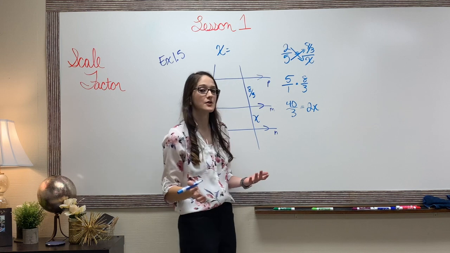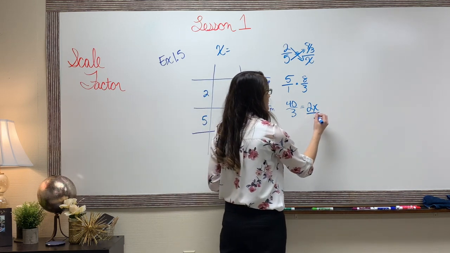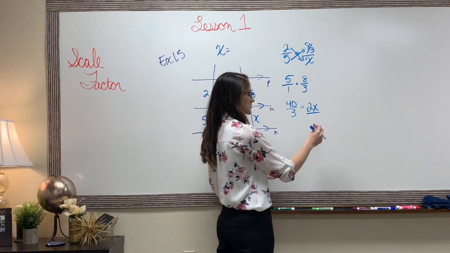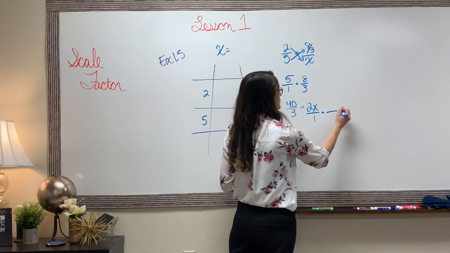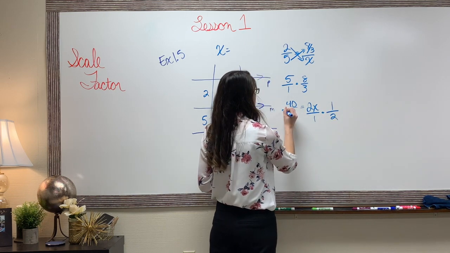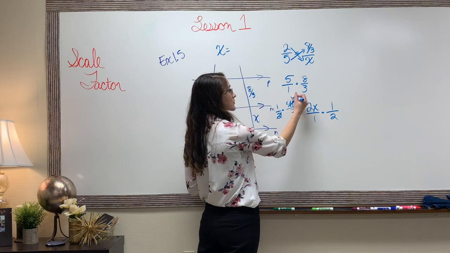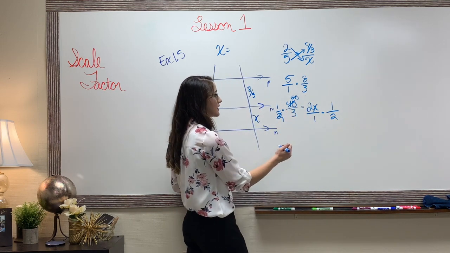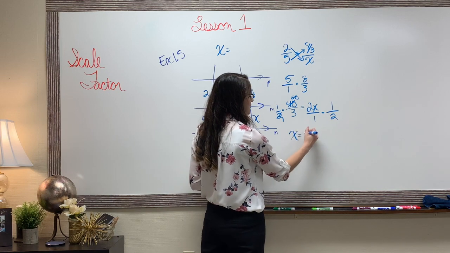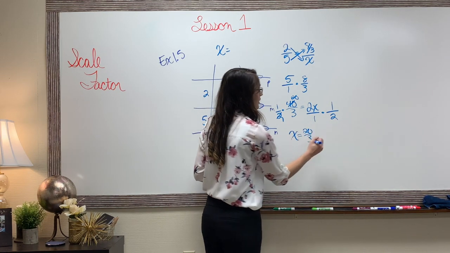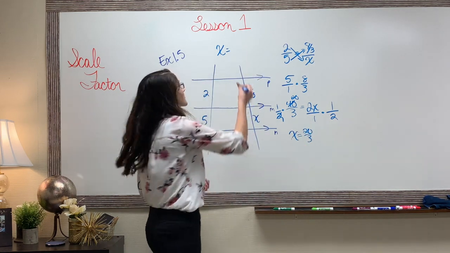And we're trying to get x by itself, so we're going to divide by 2. Or in this case, we'll just multiply by the reciprocal. Okay, and I know that 2 and 40 can both reduce, so that's going to be a 20 and that's going to be a 1. So we are left with x equals 20 over 3. And we just found our missing segment.